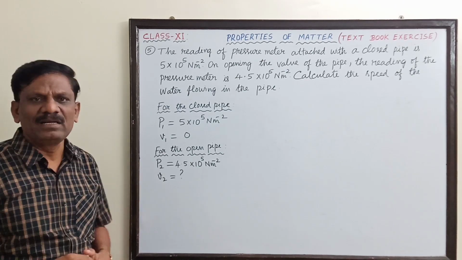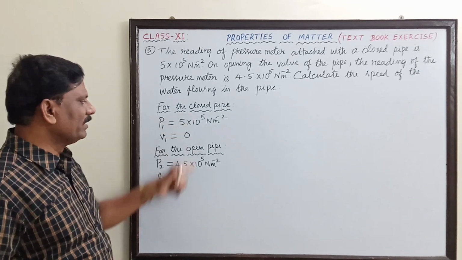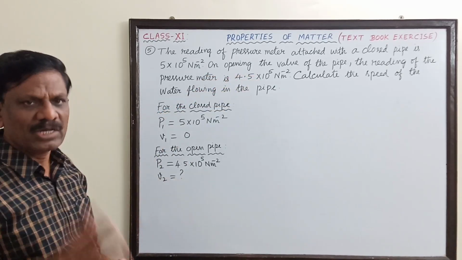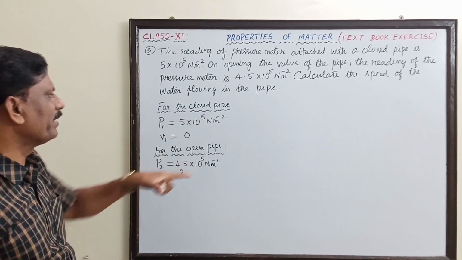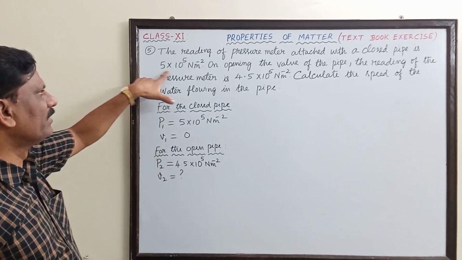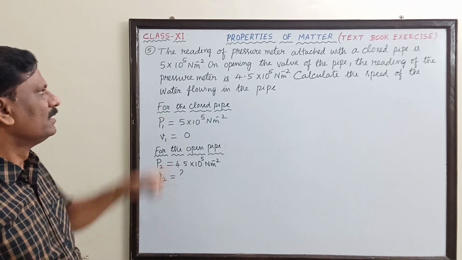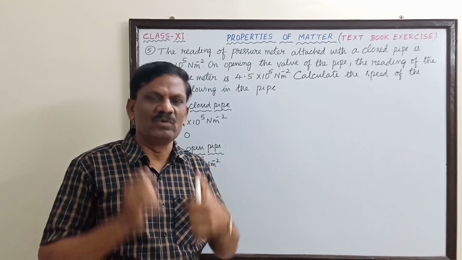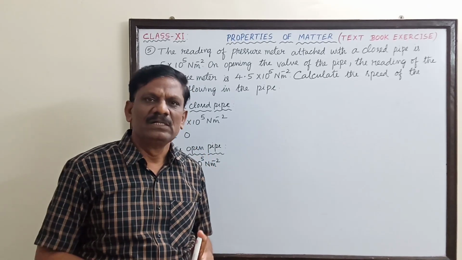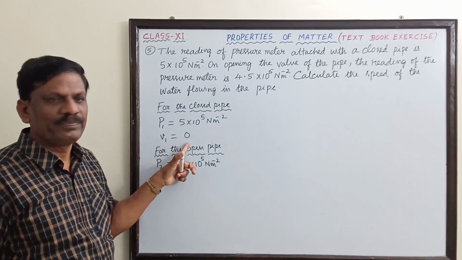Now this is based on Bernoulli's theorem. Understand? Now I have written whatever is given in the numerical problem. Initially when the valve is closed, for the closed pipe, the initial pressure is taken as P1, that is given as 5 × 10^5 Newton per meter square. Since the pipe is closed, initially there is no flow of water, so the initial velocity of water can be taken as 0.